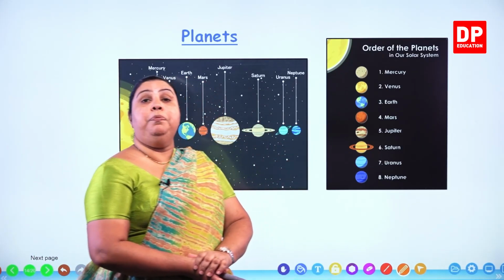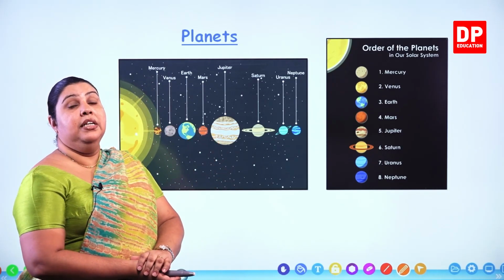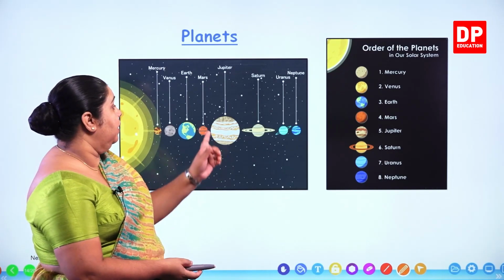Number 5 is Jupiter. Jupiter, can you see? It's the largest planet.